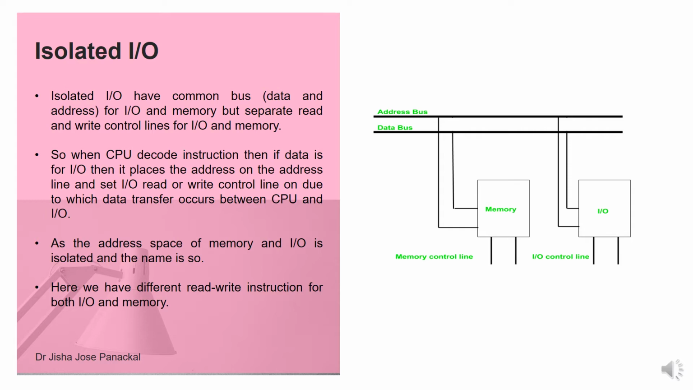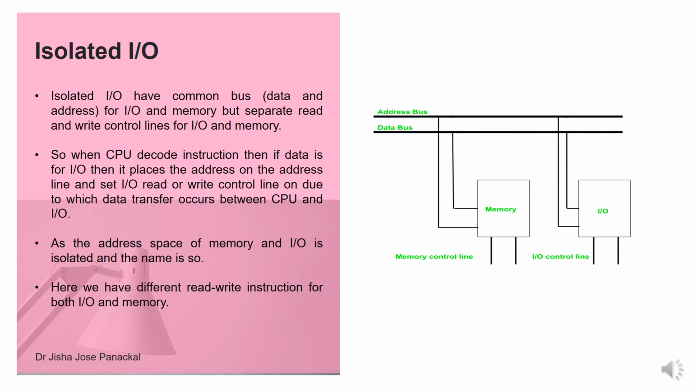Here in this figure you can see there are two control lines to memory, and two lines to IO are represented. It represents memory read and memory write, and the control lines for IO denote IO read and IO write. So that is represented in this figure. So we have a separate control line for memory and IO. That is known as isolated IO.